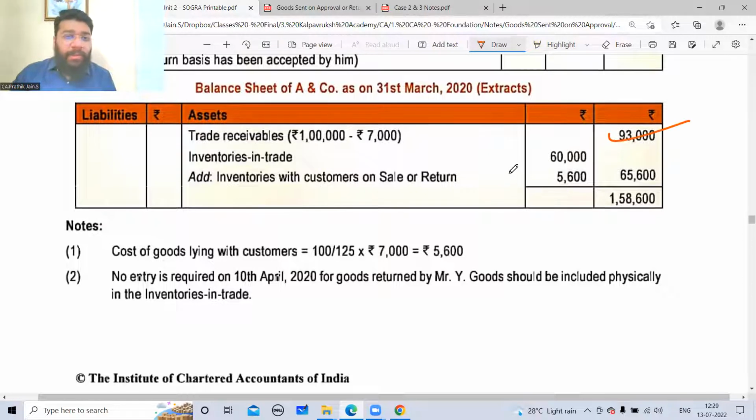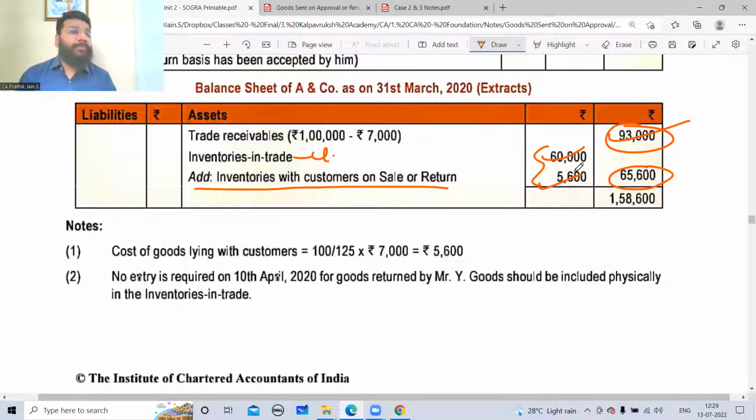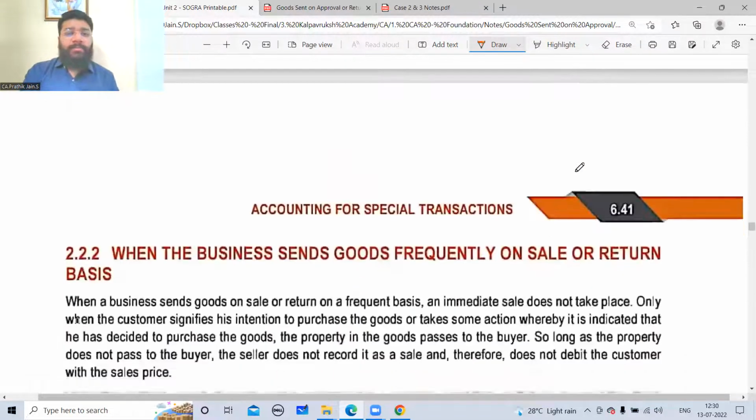This is the original sale value. I mean, trade receivable value after minusing 7,000. Inventory in trade. This is the closing inventory. Add inventory with customer 5,600. Total is 65,600. You can do this also presentation. We'll follow this presentation. If this is clear, I'll go forward to the next question. I mean, the concept is over here. Yeah. So we'll go to the next concept.